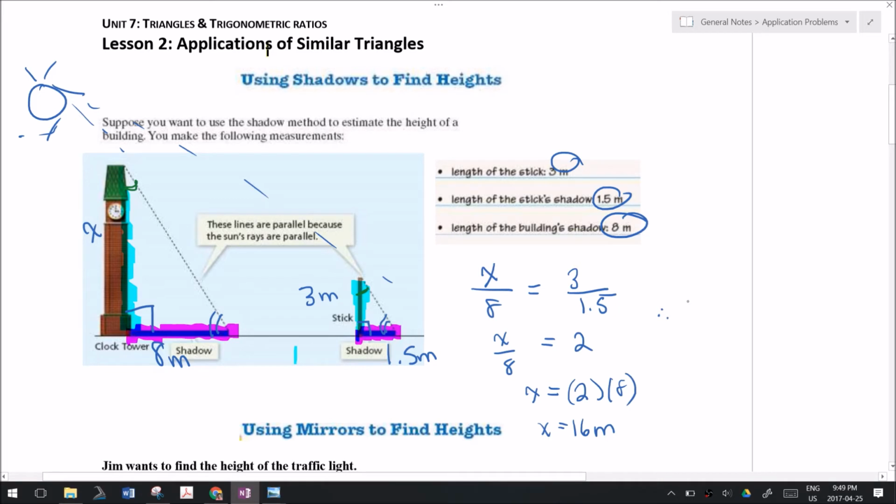So write a statement, therefore the height of the tower is 16 meters.